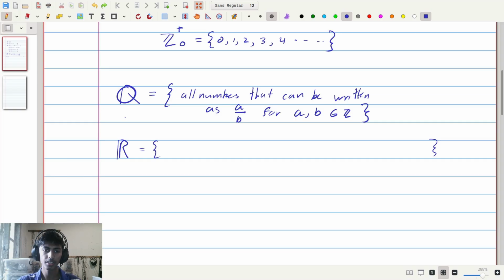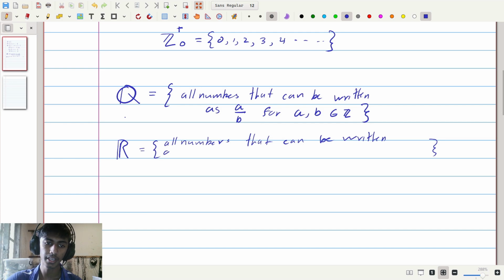So this thing is, let's say, all numbers that can, well, I'm not going to give you the exact definition, because this is not the definition, by the way. Do not write this as a definition of the real numbers, because it's not the definition of the real numbers. All numbers that can be written as a finite or infinite decimal expansion.